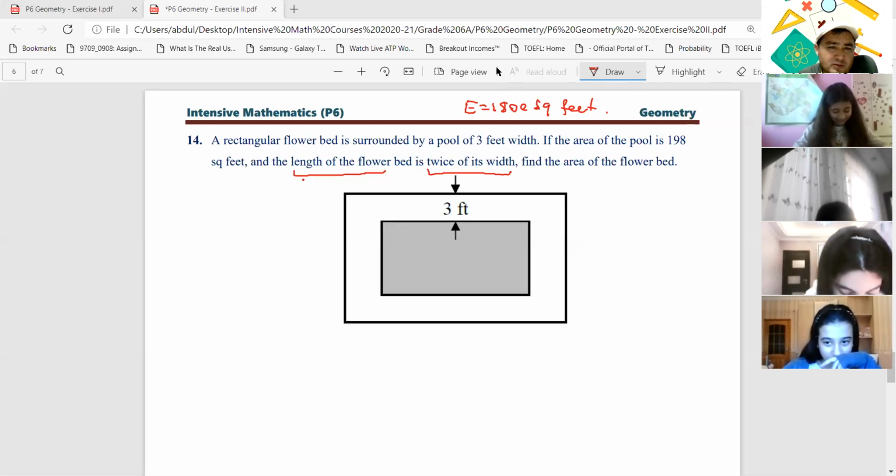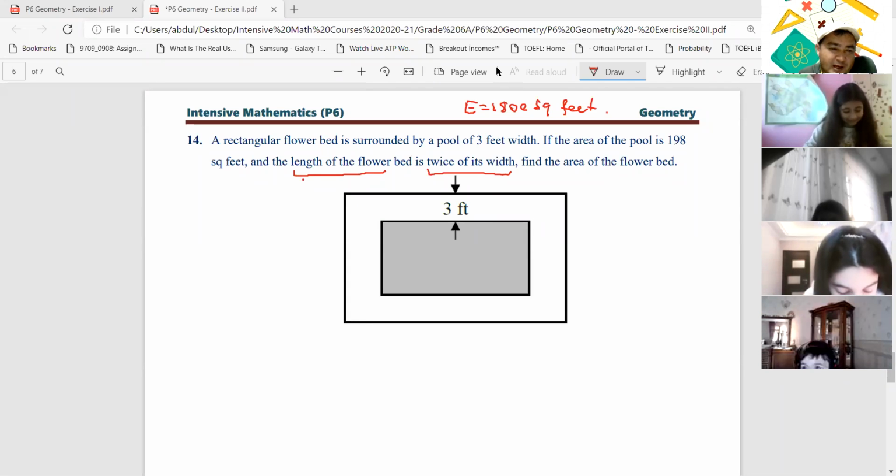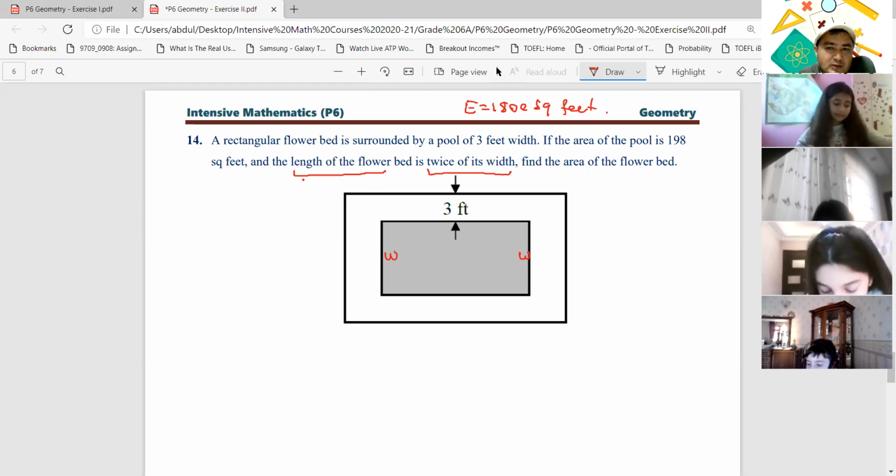So here, how should we understand this? Step by step, you should start, you should understand and use algebra to solve this kind of question. Do we know its width? I don't know, right? Suppose that its width is W, okay? And also this one is W. But in the question, it says that the length of the flower bed is twice its width. So its length should be 2W.